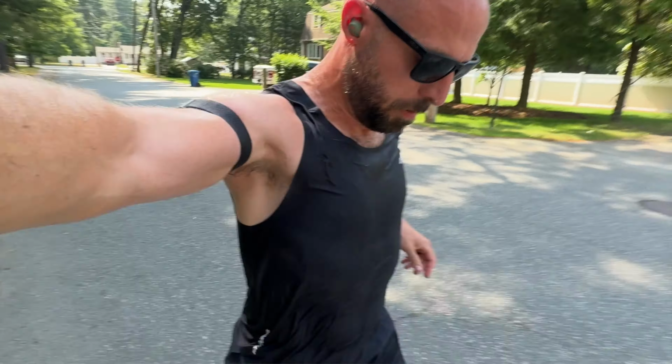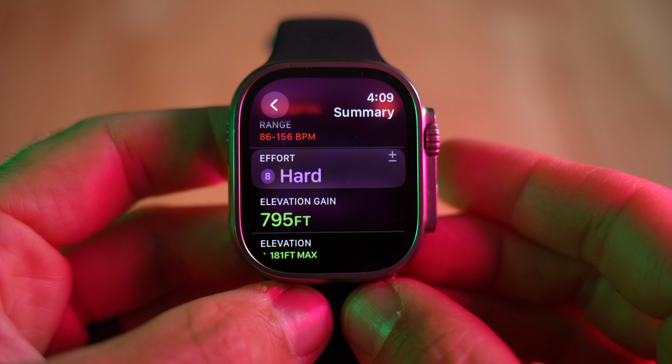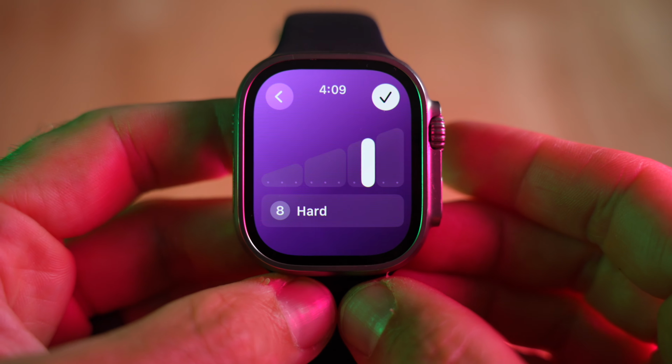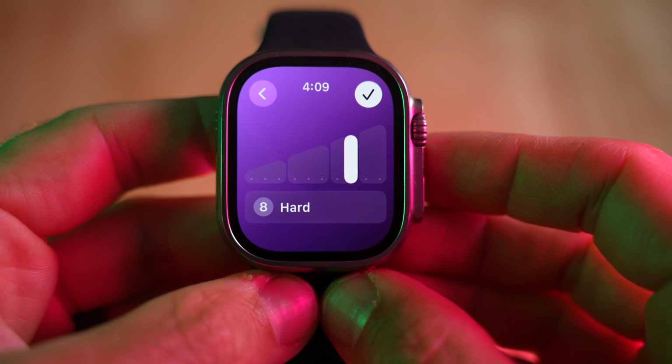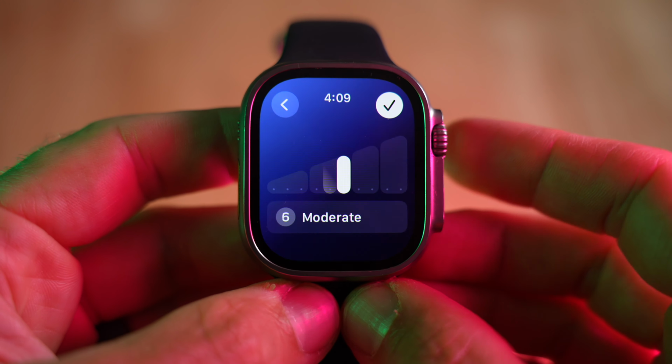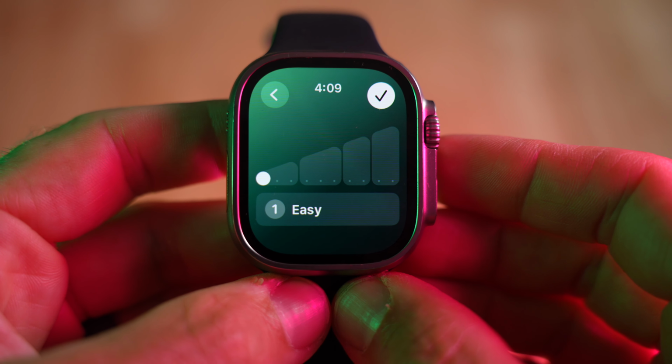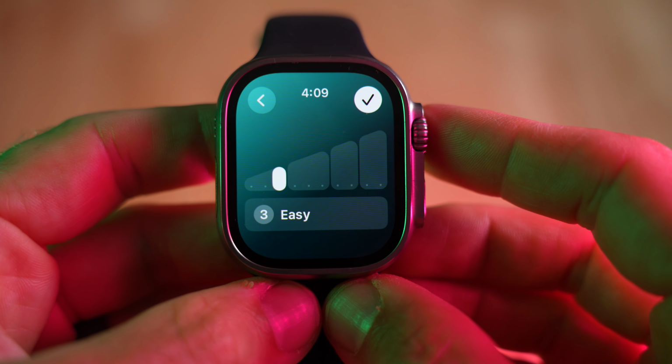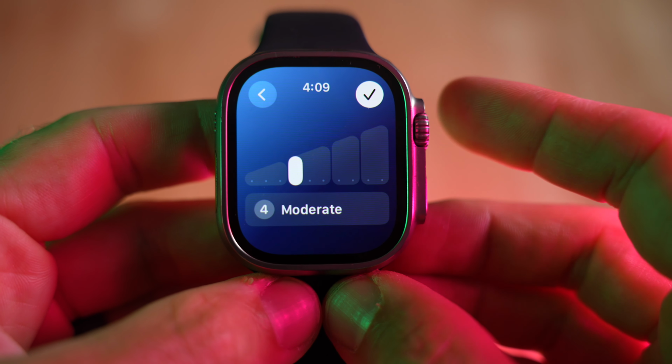And effort rating is super important because training load relies entirely on this effort rating metric. It basically takes effort rating in conjunction with the duration of your activity to generate the training load metric. There's a couple of things with effort rating. So first of all, the automatic calculation of effort rating does work. And on most of my activities, it felt pretty accurate.